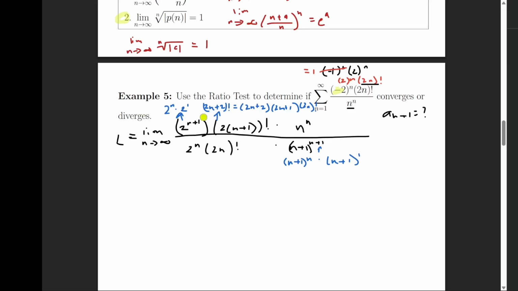But we can simplify these. So 2 to the n power simplifies with that, and then our 2n factorial over here simplifies with the 2n factorial over there, giving us this. So now we can rewrite it down here. Okay, so now we got 2n plus 2 times 2n plus 1.